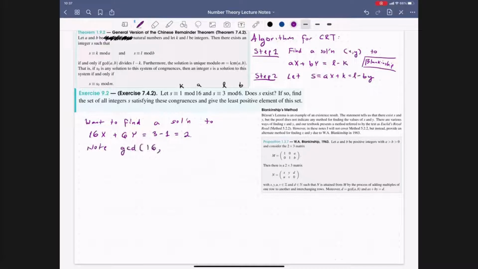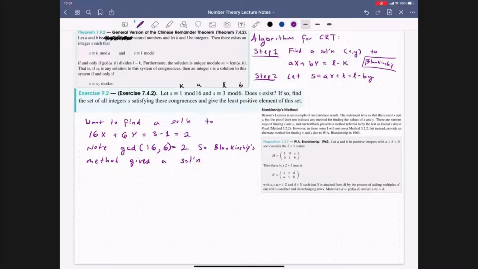But now notice that the GCD of 16, which is 2 times 2 times 2 times 2, so 2 to the 4, and 6, which is 2 times 3, so the GCD is just going to be 2. So Blankenship's method gives a solution to this. So let's go ahead and compute that solution. I'm going to go ahead and do it down here.